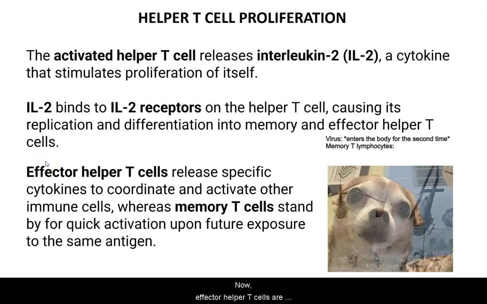Now, effector helper T cells are just what you think of when you think of a helper T cell. The T cell that's going around doing its job, releasing cytokines and interacting with cytotoxic T cells and B cells as well. Memory T cells, on the other hand, are just going to kind of hang around. They don't really do the work that the helper T cells do. They're just kind of on standby for future exposure to the same antigen. And when they get exposed to that same antigen again, they're going to get activated and they're going to release IL-2, and this whole process is going to get started.